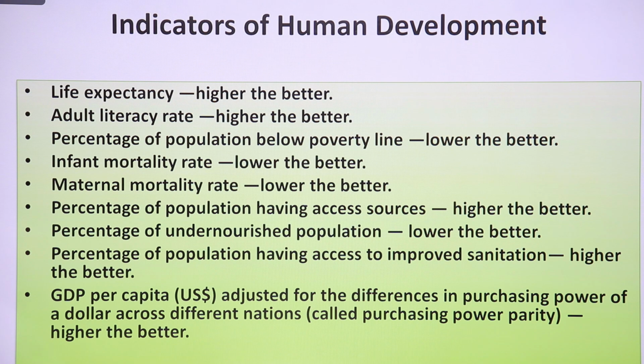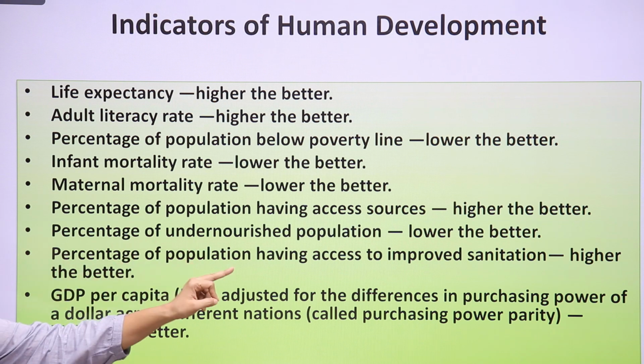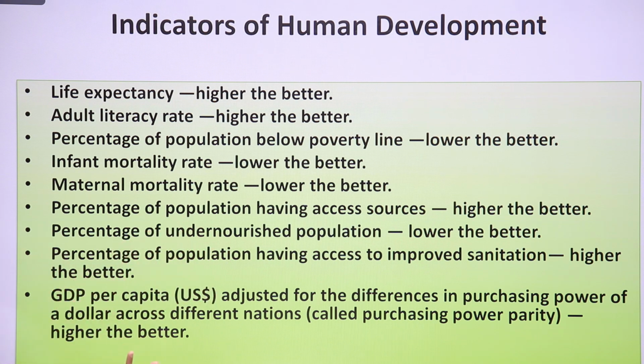So lower the better. Then percentage of population having access to improved sanitation. Sanitation is best. If you have a good level of sanitation, an improved level of sanitation, then fewer people will fall ill, and that is really higher the better. That means if you have a higher level of sanitation, that is very fine. Then GDP per capita adjusted for the differences in purchasing power parity in dollar terms across different nations, called purchasing power parity, is higher the better. So GDP per capita is also an indication of your what?